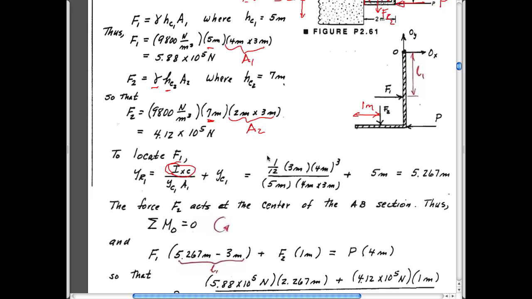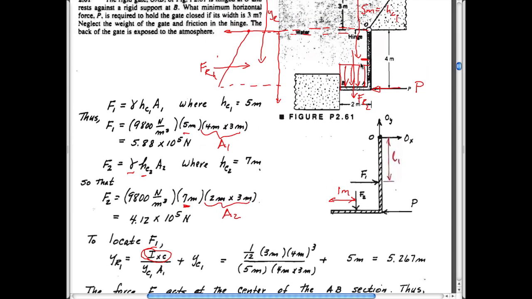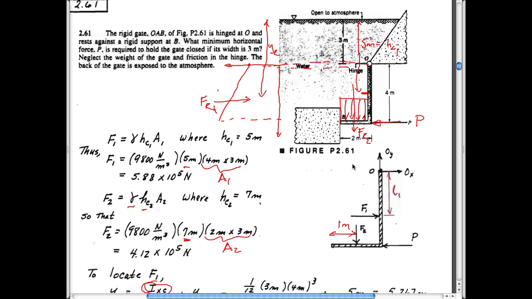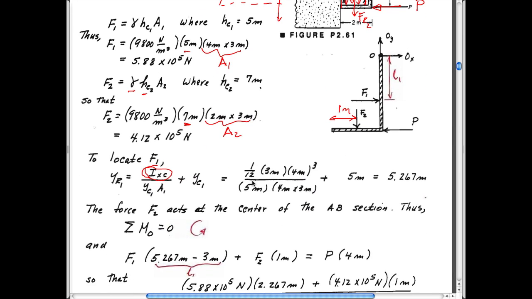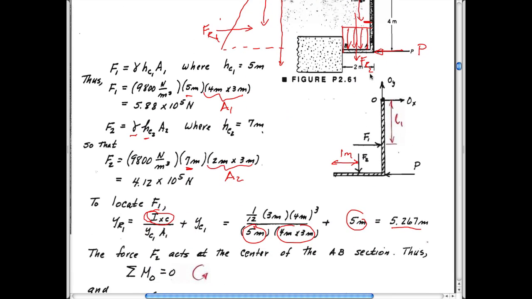The depth of the centroid we had before is 3 meters down plus 2 meters down, which is 5. The area of the plate is just this, and the depth of the centroid is 5 meters. So it's saying that the depth of this YR, L1, is equal to what? There's 3 meters here to the surface, and then this magnitude L1 in this particular case is going to be equal to 2.27.